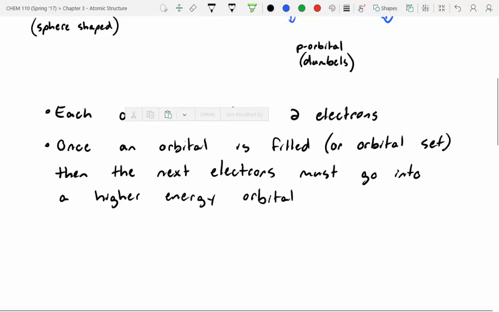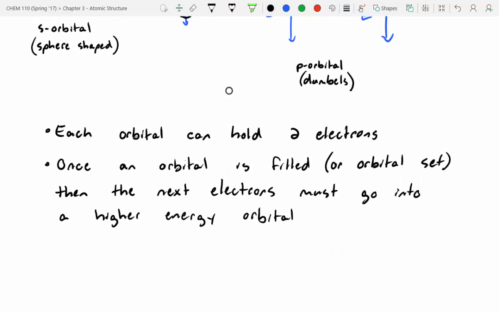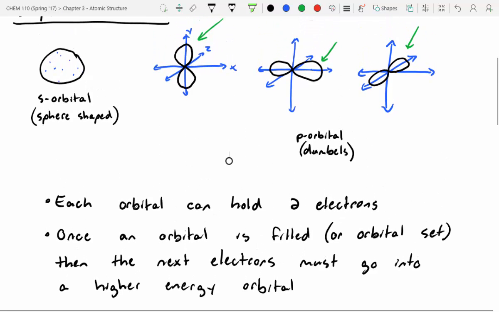Okay, so each orbital can hold 2 electrons. Once an orbital or an orbital set is filled, then the next electrons have to go into a higher energy orbital. They can't be squeezed into an existing orbital. So there are these s orbitals, there's the p orbitals. Does anybody know of orbitals beyond that? There's actually an orbital set called d, so you may have heard that in high school. D orbitals kind of look like clovers, and you get into these weird shapes with rings around them. I'm not even going to attempt to draw them. You can see them in your book.